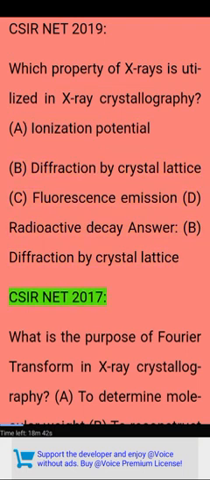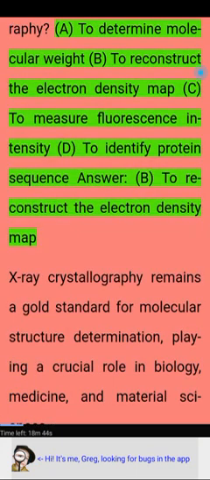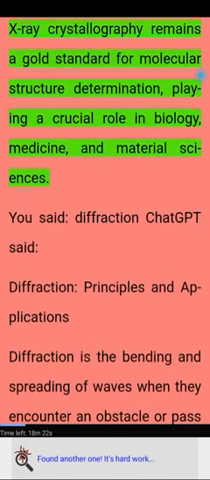CSIR NET 2017. What is the purpose of Fourier transform in X-ray crystallography? A. To determine molecular weight. B. To reconstruct the electron density map. C. To measure fluorescence intensity. D. To identify protein sequence. Answer: B. To reconstruct the electron density map.